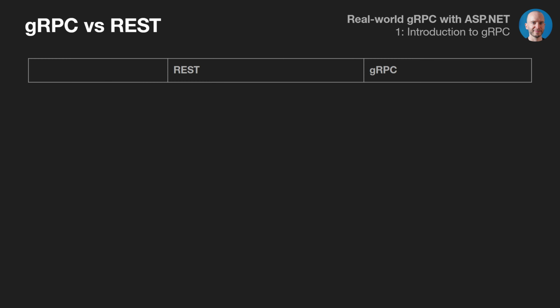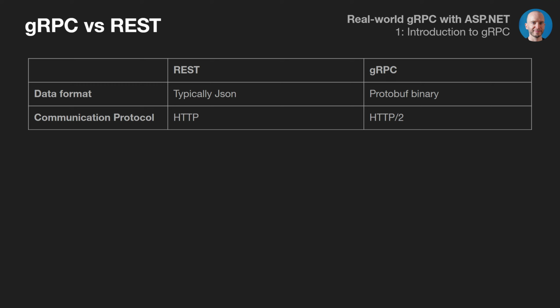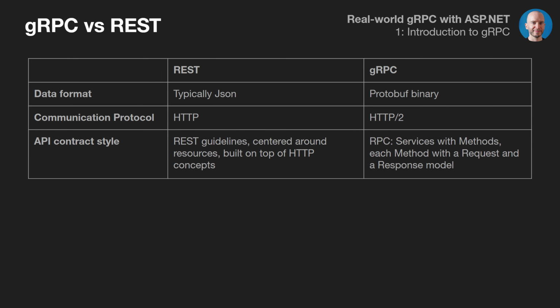Given that gRPC is often used as an alternative to REST, which is a very well-known architectural style that most backend developers are familiar with, it is useful to see how gRPC compares to REST in various aspects. The data format of the request and response bodies for REST is typically JSON, and for gRPC, it's Protobuf binaries. REST services can be accessed via either HTTP1 or HTTP2. On the other hand, gRPC heavily builds on top of the capabilities of HTTP2, so it cannot be used with HTTP1.